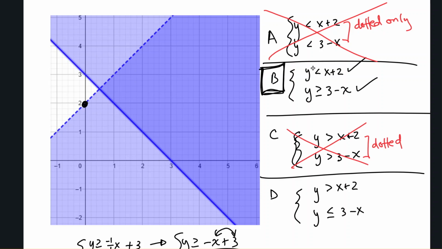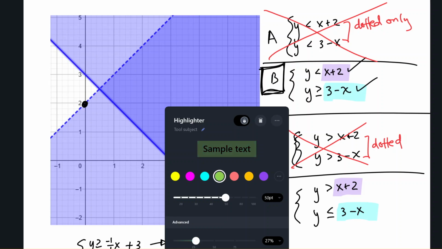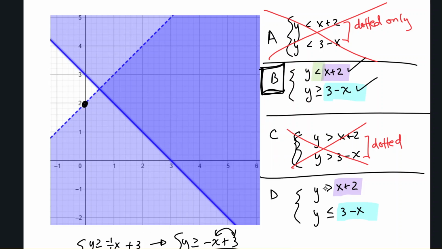Only B and D have one with the or equal to and one without, which would create one solid, one dotted. So in deciding between B and D, it looks like it's the exact same inequalities. I have x plus 2, x plus 2, and I have a 3 minus x, 3 minus x. The difference comes from this has a less than, where this is a greater than. So let's look at the line x plus 2, the line that hits the y-intercept at 2. Are you shading above or below?